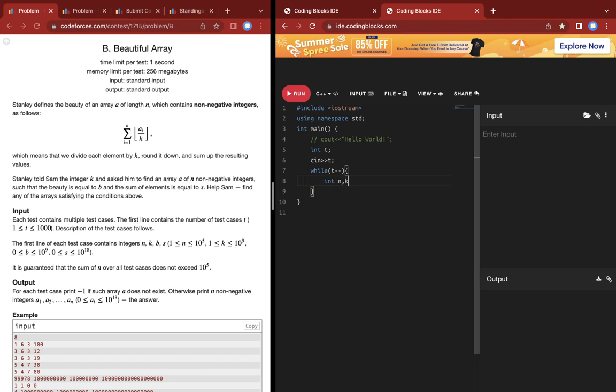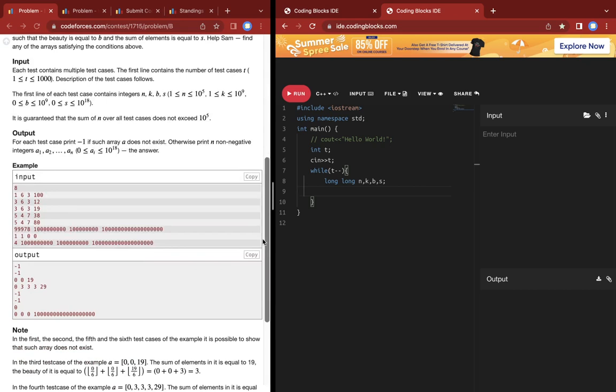N, K, B, S, what are these? K, B, and S. And S is about long. So let's just take each one of our variables to be long.